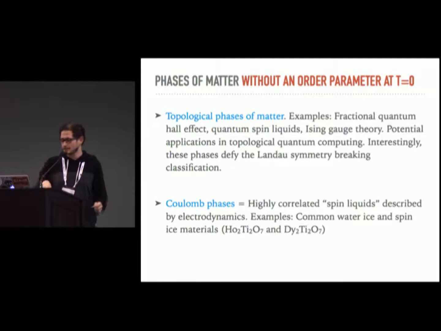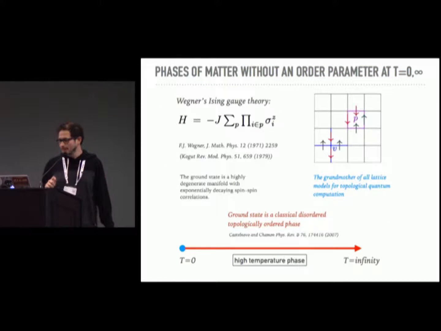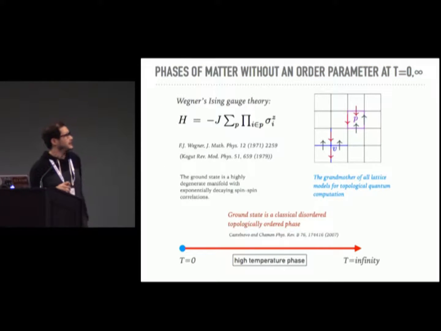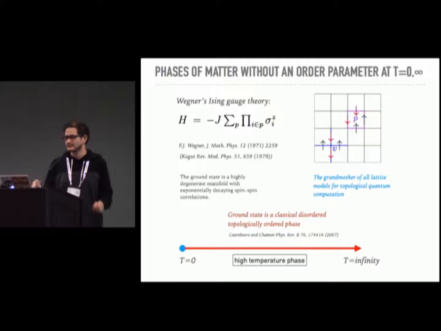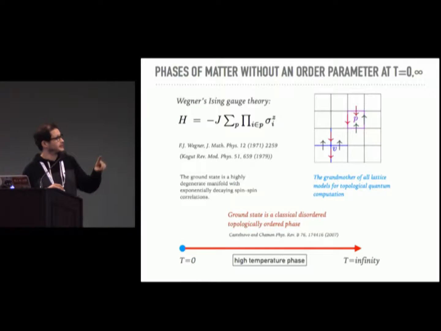There are topological ones that I just mentioned. They defy Landau symmetry breaking classification and so on. So they're richer, and the other example I have is Coulomb phases, which are classical or highly correlated spin liquids. They're described by electrodynamics, and one example is common water ice and spin ice materials. So I'm going to focus on Wegner's Ising gauge theory, which is this simple Hamiltonian here.